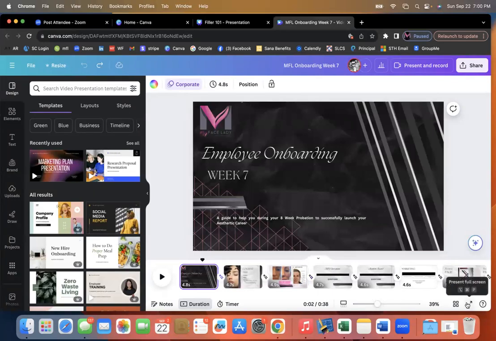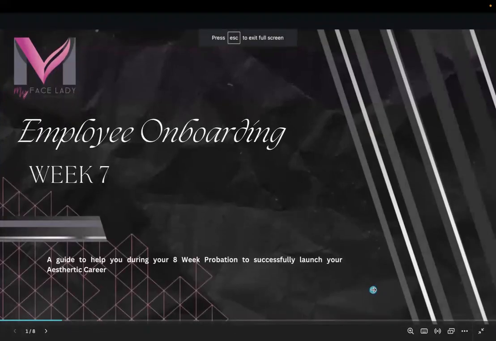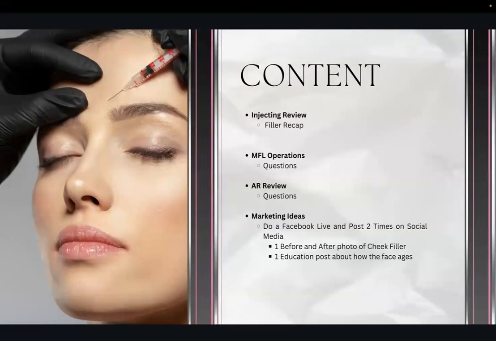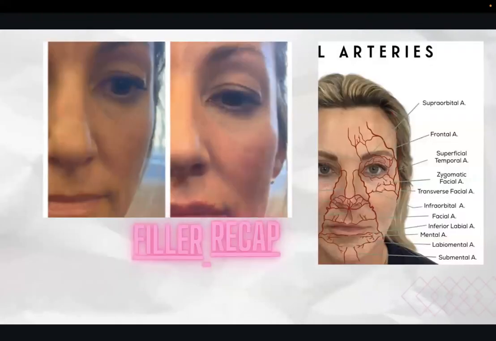So today is week 7, and we are going to be going over a filler recap of everything that we went over in training. We're going to see if anyone has any questions about general MFL operations, and then also any questions about AR review as well. And then we have our marketing ideas and homework for the week.